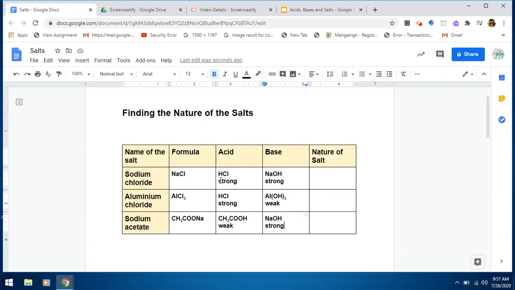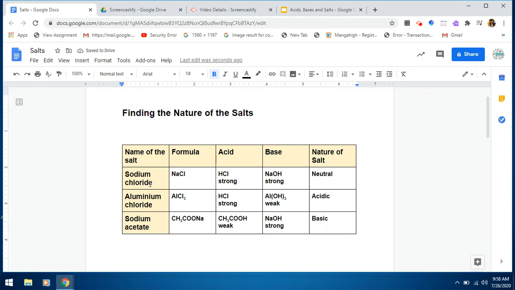In case of sodium chloride, it is formed from a strong acid and a strong base. So sodium chloride is a neutral salt. Let us see aluminium chloride. It is made again from a strong acid but a weak base. So children, aluminium chloride is acidic. Let me see sodium acetate. It is made from a weak acid and a strong base. So sodium acetate is basic in nature.